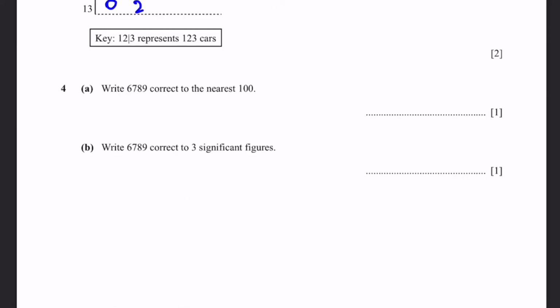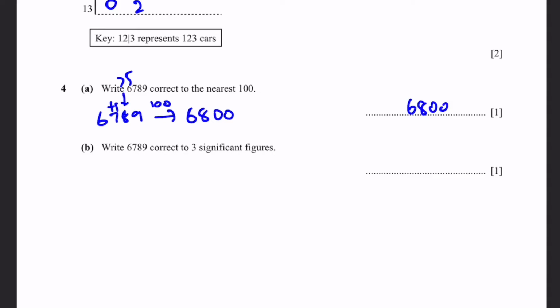Question 4. Write 6,789 correct to the nearest hundred. So let's see the hundreds digit. It is 7. And the next digit is an 8, which is greater than 5. And therefore, we round 6,789 to the nearest hundred as 6,800, because the digit 8 is greater than 5. And we need to add 1 to the 7. And that's why the answer is 6,800.